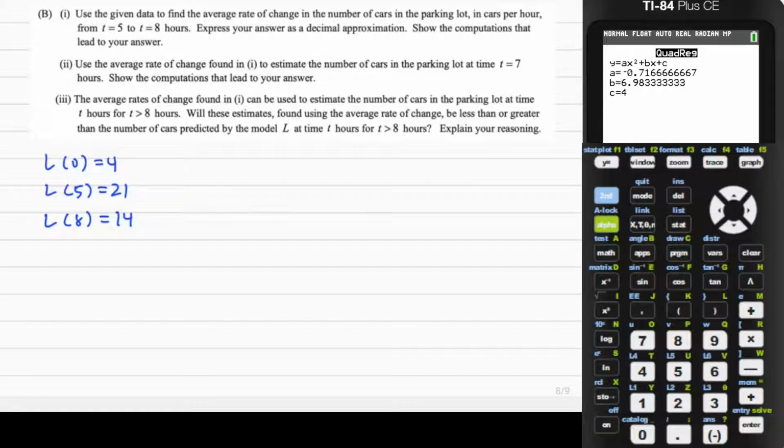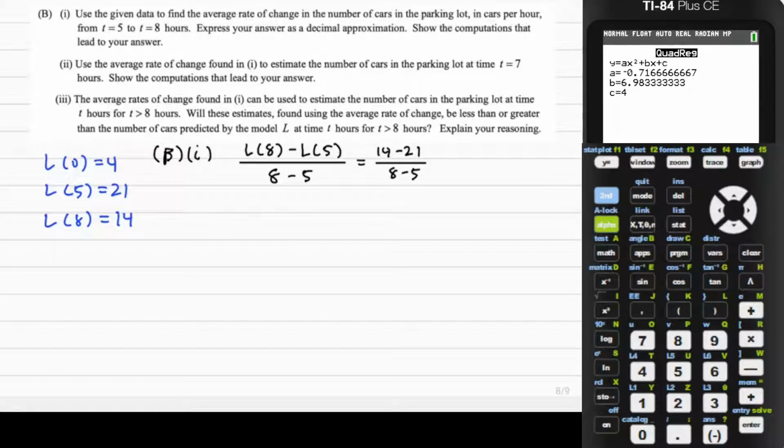All right, in part B, we're going to gear up to do some average rate of change work. So in B1, we're going to need to find the average rate of change in the number of cars in the parking lot, in cars per hour, between 5 and 8, and then we're going to do exactly like we did before. All right, so I'm looking for that average rate of change between 5 and 8 to be L of 8 minus L of 5 divided by 8 minus 5. And then that's going to be equal to 14 minus 21 divided by 8 minus 5.